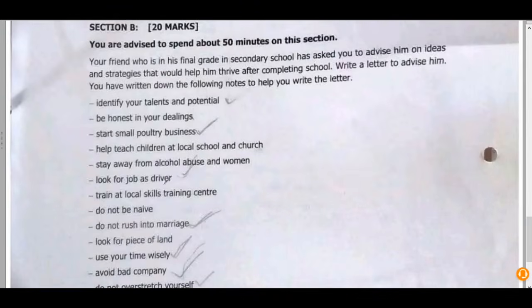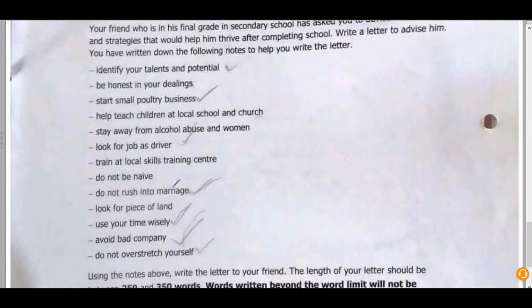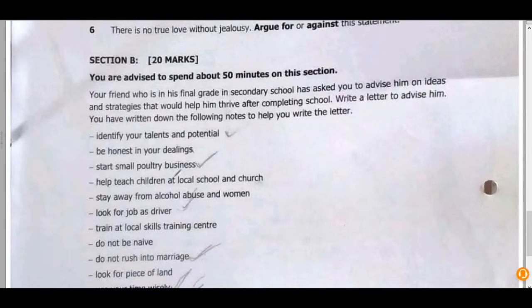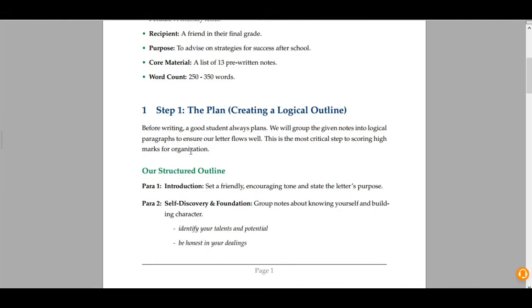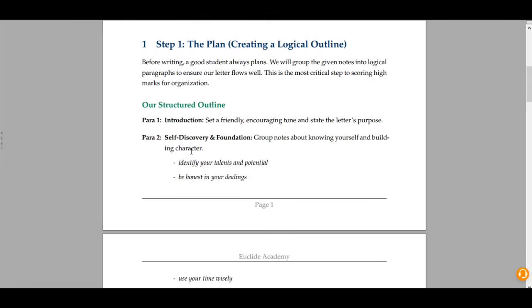Look for a job as a driver. You don't really have to use all these things. You can choose a few, just enough for you to write your points. You don't really have to cover everything here. Okay, so after you've chosen that, it now becomes easier. You put your letter in sections.